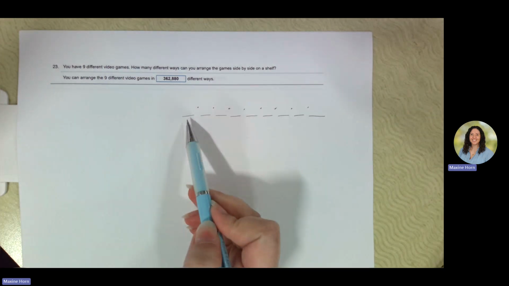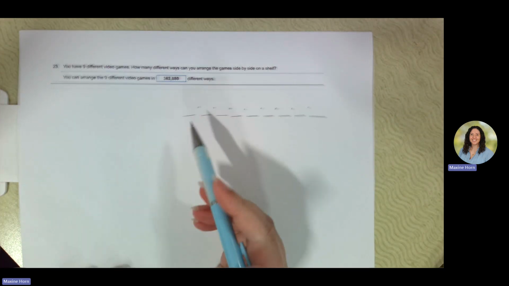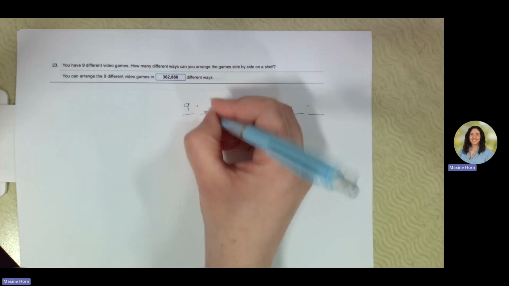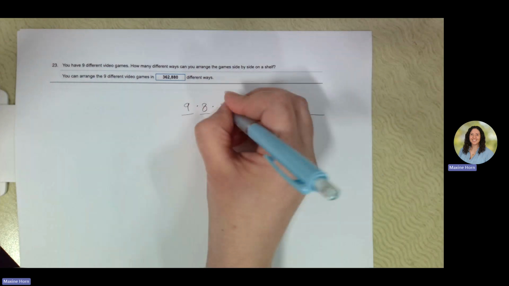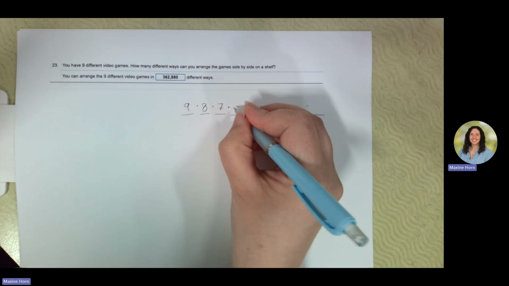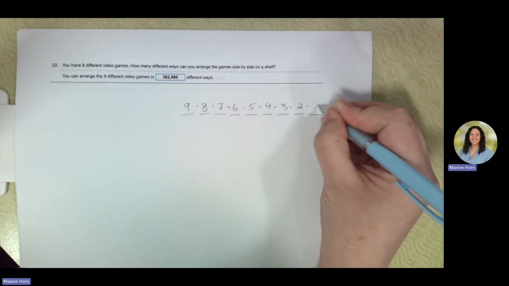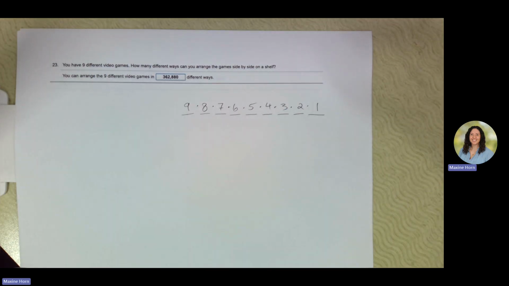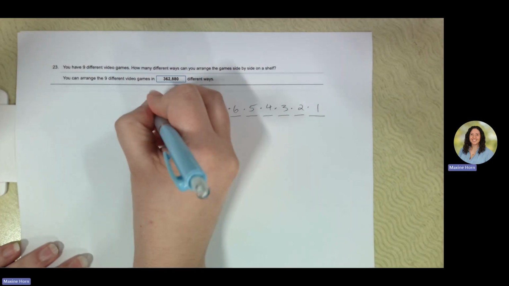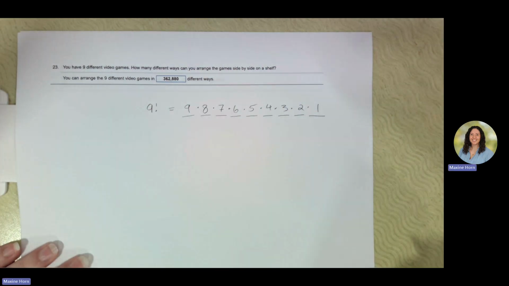So for the first slot on my shelf, I can choose any of the 9 video games, right? But once I choose that video game, I don't have 9 video games to choose from anymore. I only have 8 for the second slot. And once I choose that second one, now I only have 7 left. And then I only have 6, and then I only have 5 and 4 and 3 and 2. And for the last slot, I only got 1 left. That's the only one that can go there. Okay, so that's the long way. The shortcut of this is you do 9 factorial.